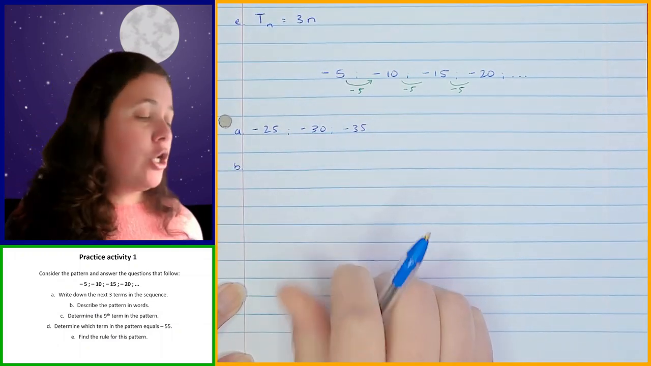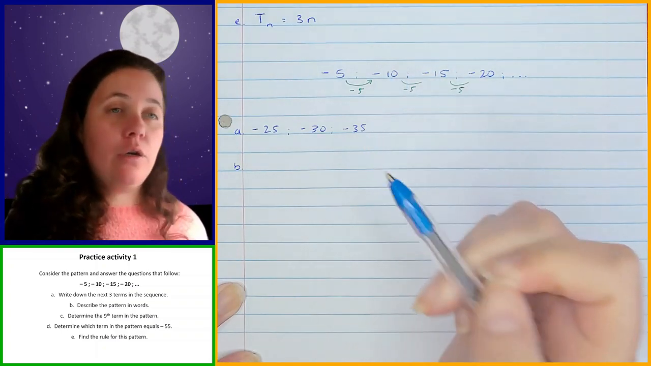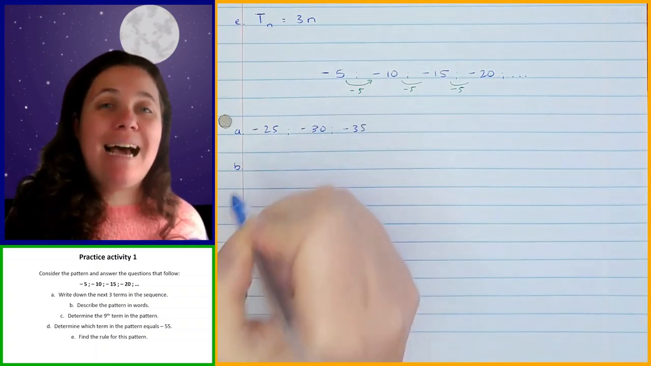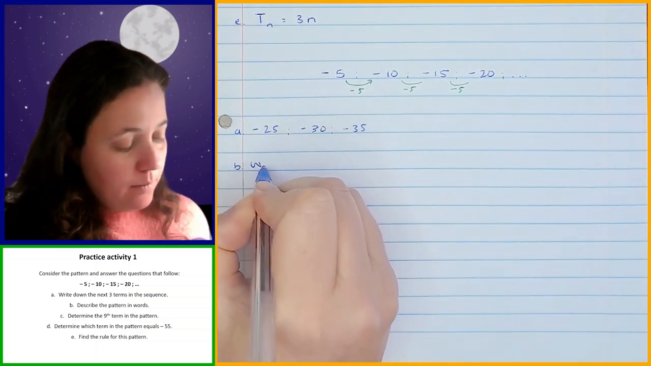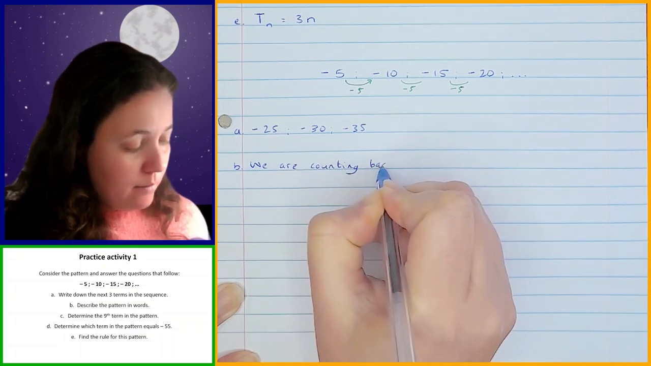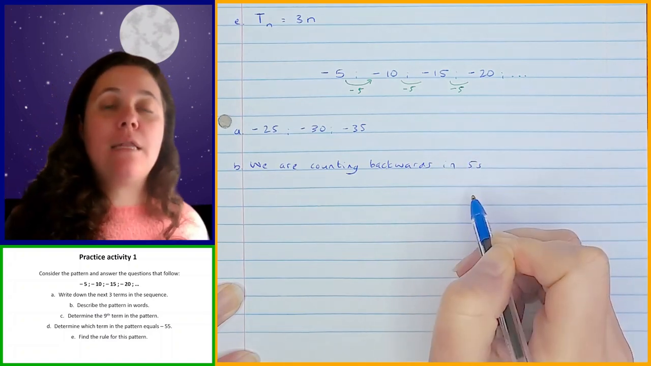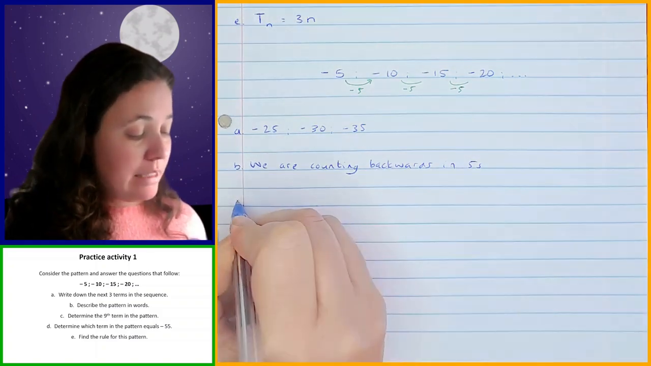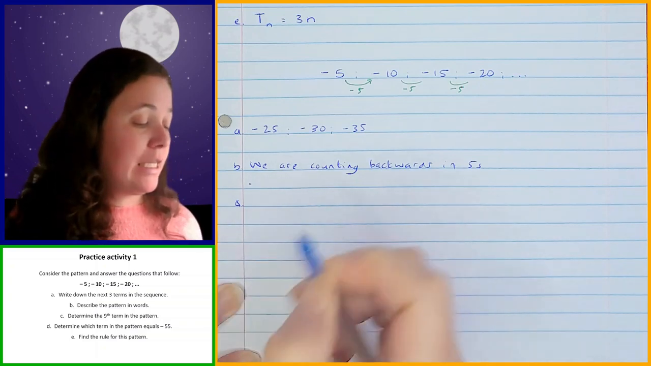For question B, you have to describe the pattern in words. There are three ways of doing it. The first way is to talk about how we are counting. In this example, we are counting backwards in fives. You could also say that we are counting in negative fives. I can also say that we are subtracting 5 from each term to get the next term.